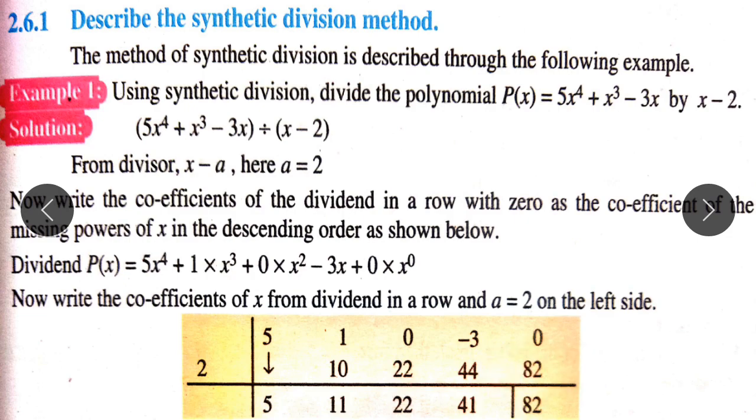It means the remainder is 82. If you solve this polynomial by the long division method, again you will get the remainder as 82. Or if you use the remainder theorem here, again you will have the remainder 82.